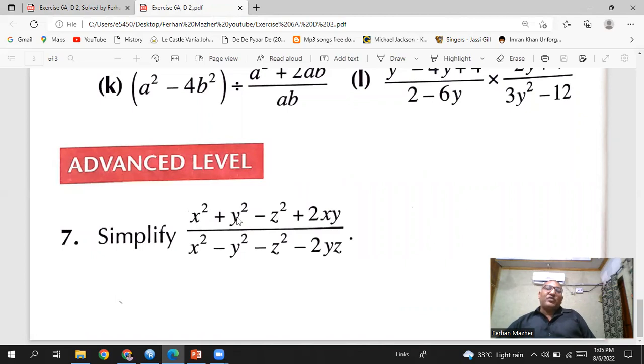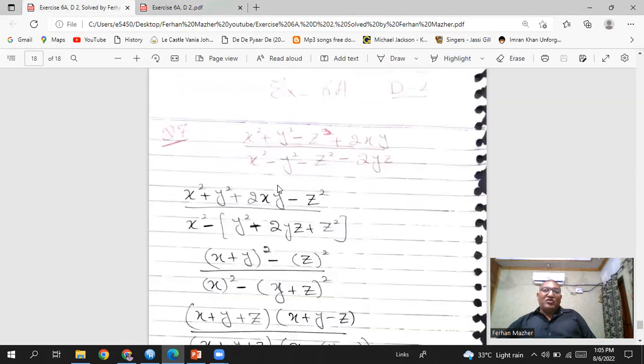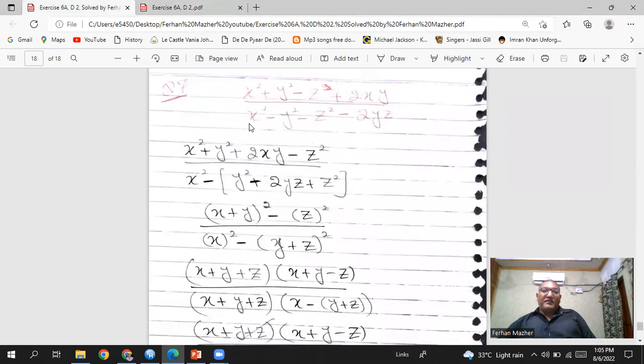Here upstairs, you have x squared plus y squared minus z squared plus 2xy divided by x squared minus y squared minus z squared minus 2yz. So here we go. I will write this plus 2xy with the x squared plus y squared plus 2xy minus, I have rearranged the numerator. In the same way, in the denominator, I can take x squared, and from the last three terms I take minus common. So I put a square bracket here in the denominator. So you will have y squared plus 2yz plus z squared, bracket close.